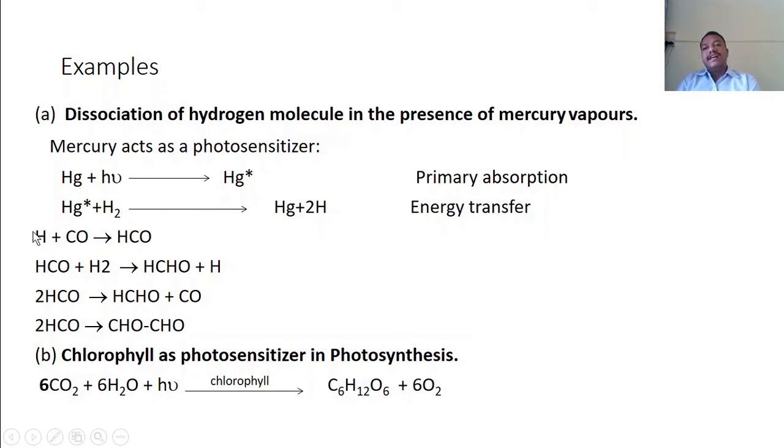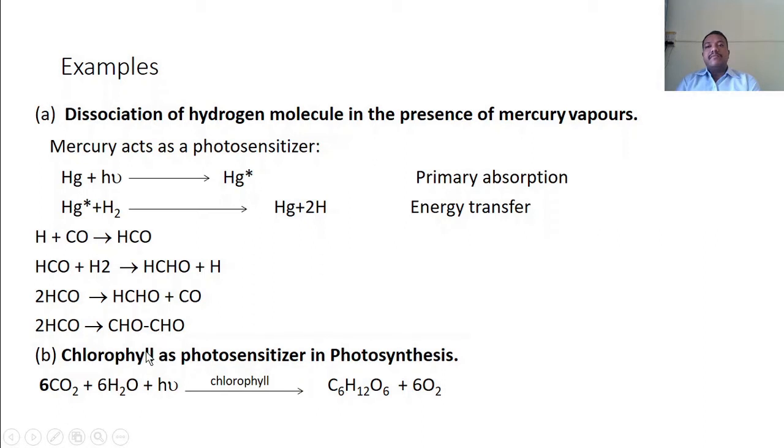The dissociated hydrogen atom combines with CO to form HCO radical. The HCO radical subsequently reacts with hydrogen molecule to form formaldehyde. The HCO radicals may also combine to form formaldehyde or glycol. So these are the subsequent reactions of hydrogen atoms.